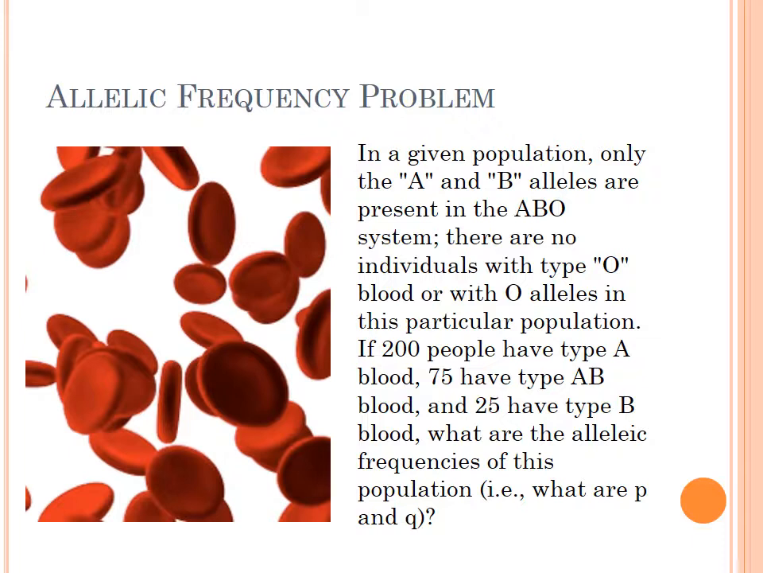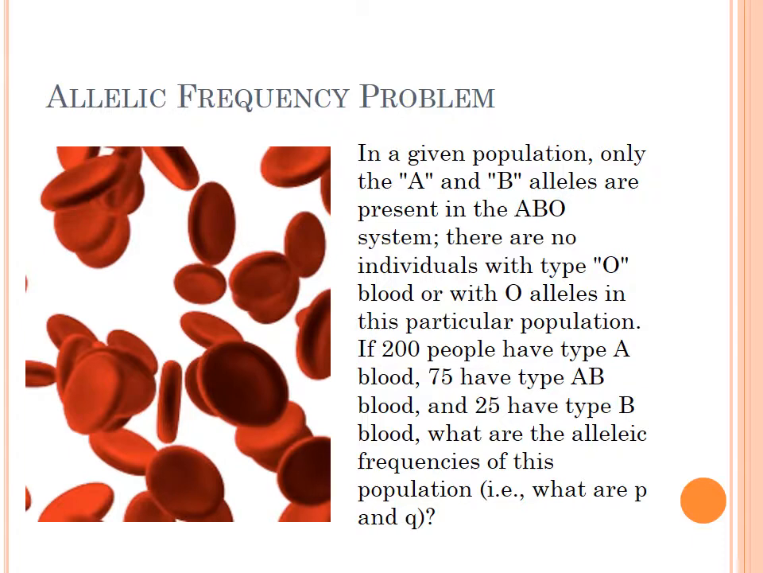All right, so this one again, in a given population, only the A and B alleles are present in the ABO system. There are no individuals with type O blood, so everybody with type O blood has been wiped out. The type O allele apparently became deadly at some point and killed everybody who had it. So we only have A and B present. So you automatically know what the genotypes are. Big A big A is type A. Big B big B is type B. Big A big B is type AB.